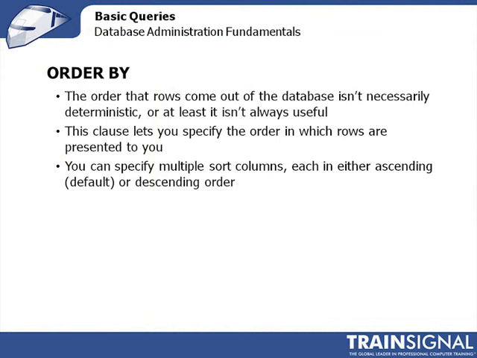When you query data from a table, the order that the rows come to you isn't necessarily deterministic, or at least that order isn't always useful. Deterministic means the same every time. Useful means, well, whatever useful means. In other words, the data that you get by default isn't always going to be in the order that you need it in. So the order by clause lets you specify the order in which rows are presented to you. You can specify multiple sort columns, either in ascending, which is the default, or descending order.